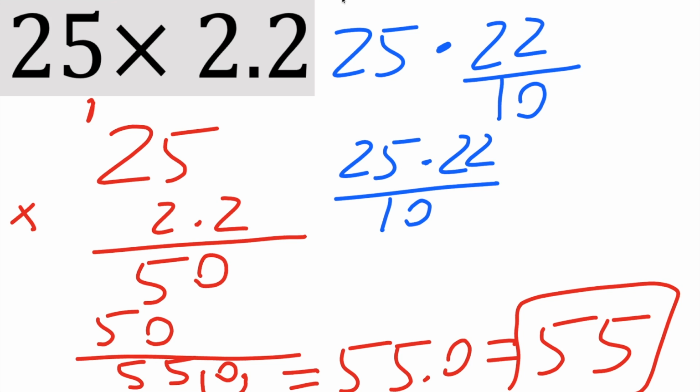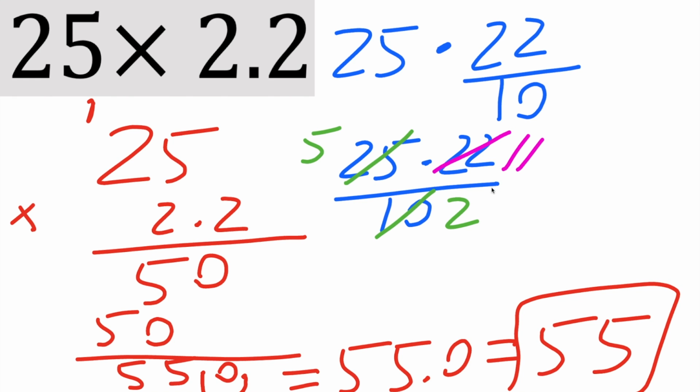And I'll change colors. You could divide both pieces by 5. If you divide this piece by 5, you get 5. If you divide this piece by 5, you get 2. And now you have 22 divided by 2, which you could also simplify. If you divide this piece by 2, you get 11. If you divide this piece by 2, you get 1. So you have 5 times 11. 5 times 11 is 55 divided by 1, so 55. So again, both methods work.